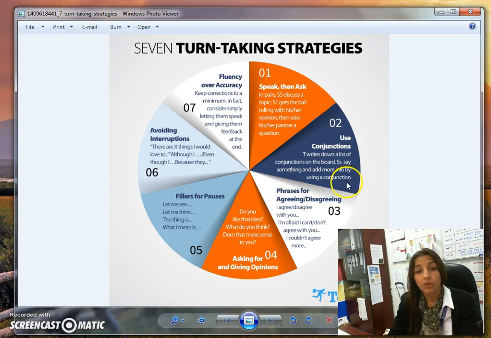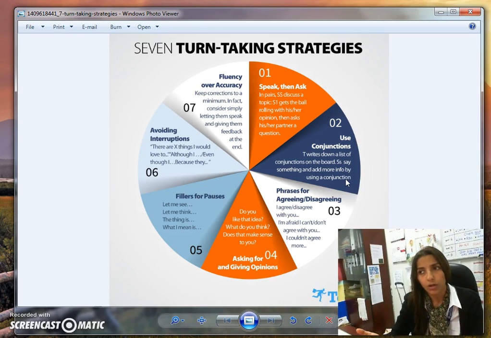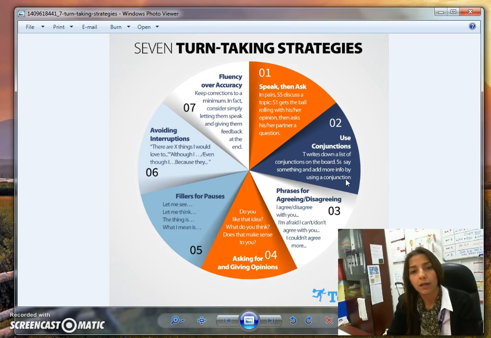Number 2 is use conjunctions. That's another strategy of turn taking. You use conjunctions like and, therefore, but, or, and then you add something more to what you have said or what someone else has said. Someone has said something, you can say and. You can also say this with your point. So you can add and continue the other person's point. You can add or you can add but if you have something different to say from what that person has said.